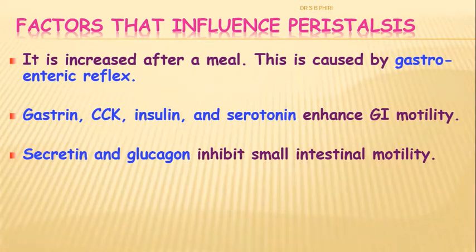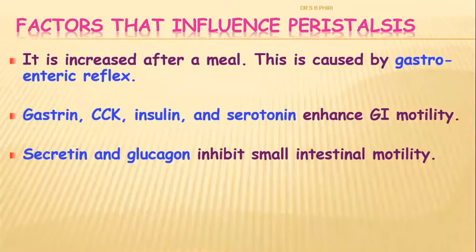Factors that influence peristalsis. So what factors can enhance or inhibit peristaltic contractions? So it is increased after a meal. You know, to say after a meal, there's a lot of distension on the GIT. So once the GIT is distended more, even the peristaltic contractions are going to increase. So of course, after a meal, you expect that peristaltic contractions are going to increase. So this is caused by gastroenteric reflexes.